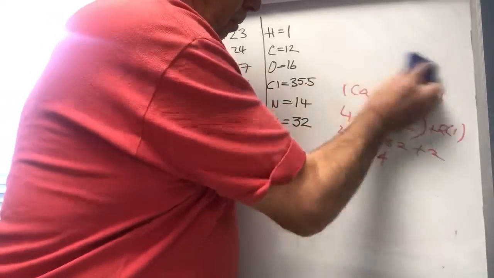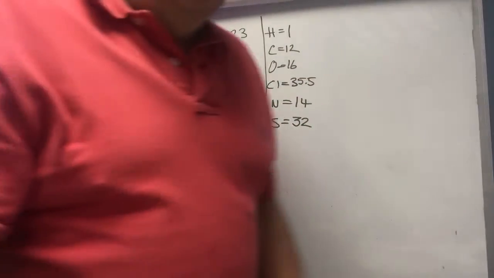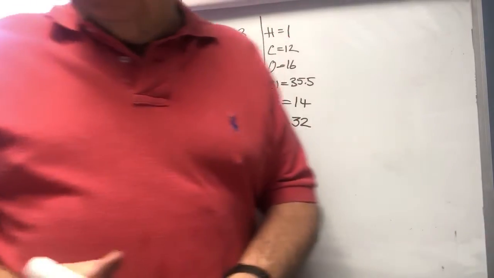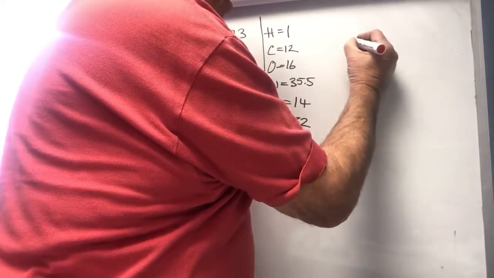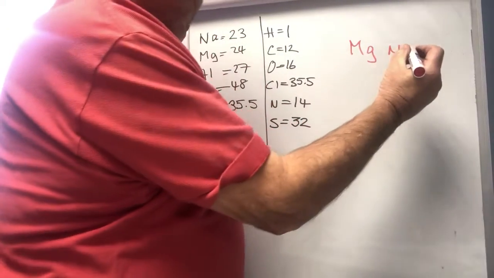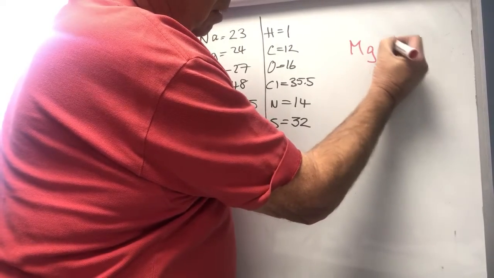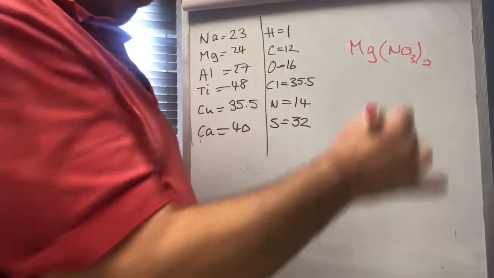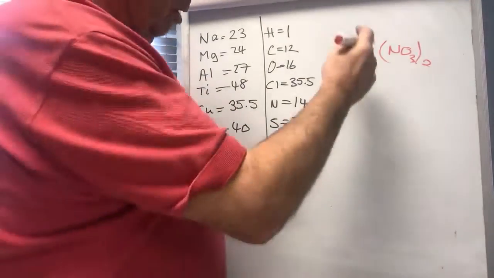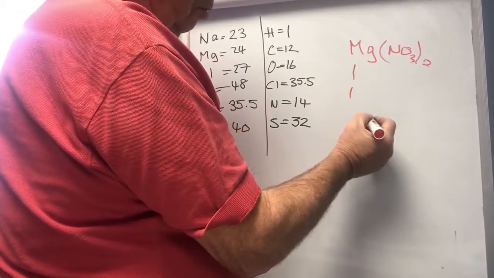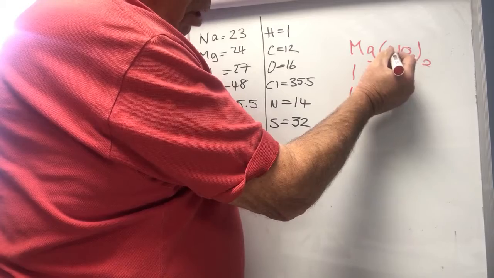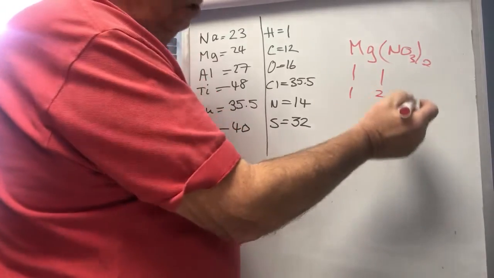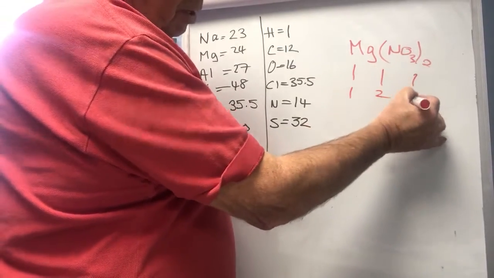Let's do one more. Let's calculate the relative formula mass of magnesium nitrate, Mg(NO3)2. Everything inside that bracket is multiplied by 2. So let's go what we've been doing. Magnesium, there's 1. Nitrogen, there's 2. Oxygen is a total of 6.